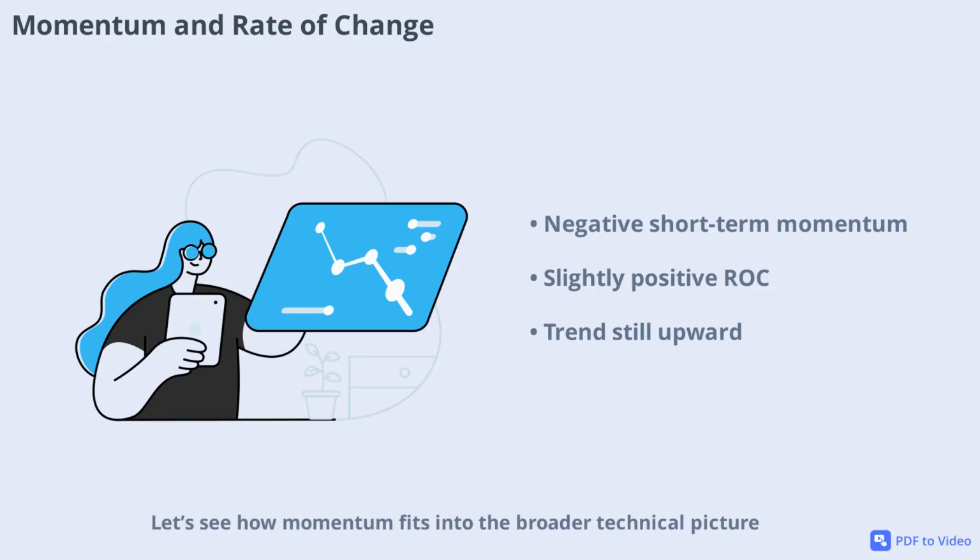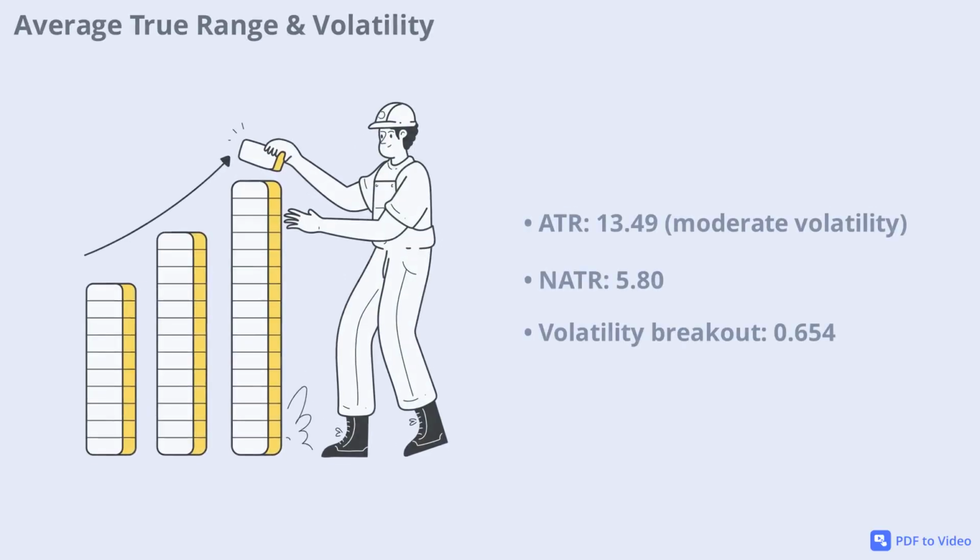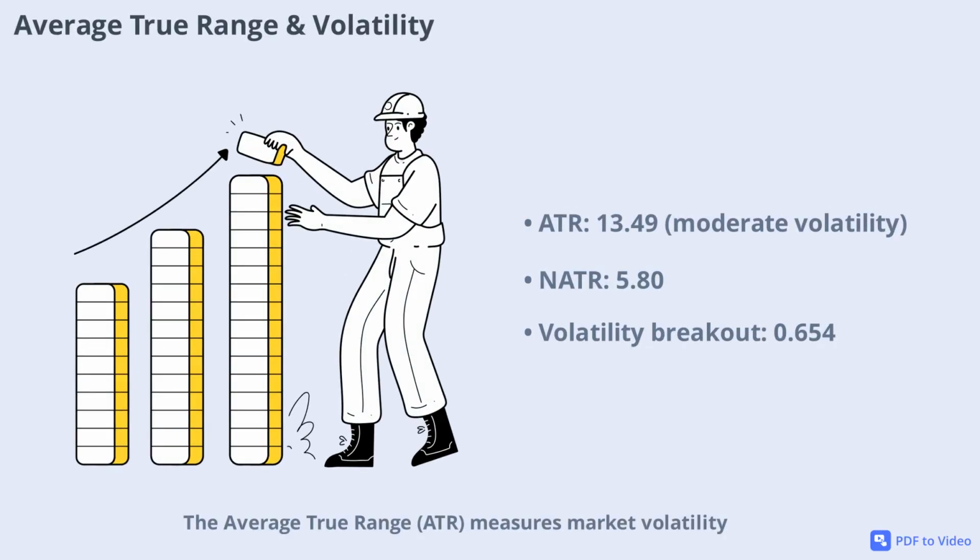Let's see how momentum fits into the broader technical picture. The average true range, ATR, measures market volatility. Mu's 14-day ATR is 13.49, with a normalized ATR and ATR of 5.8. These values indicate moderate volatility, which can create both risk and opportunity for traders.